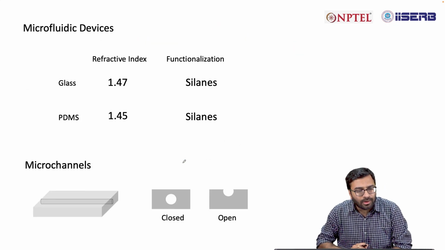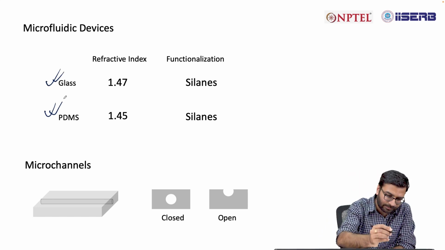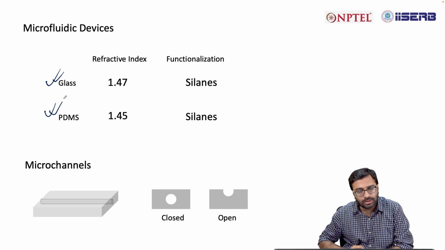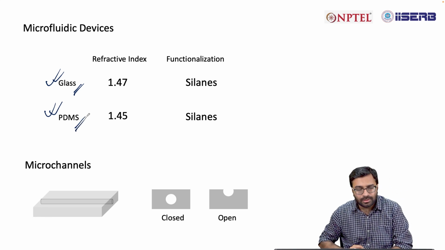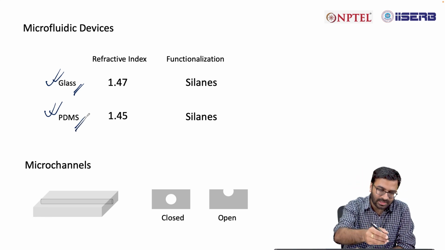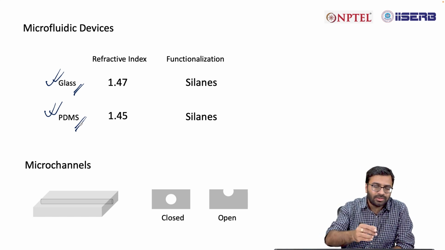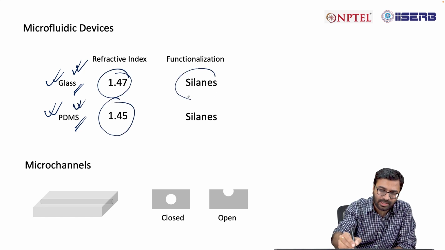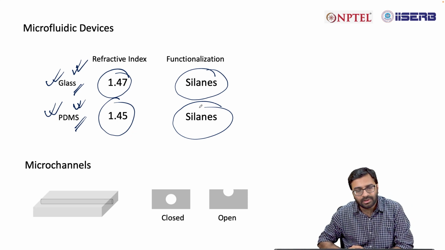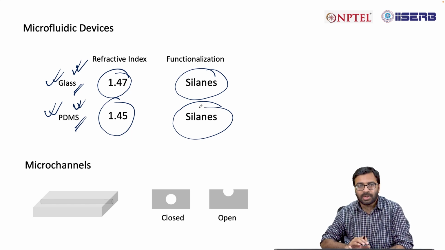Now, microfluidic devices are usually made of glass and PDMS. So, glass is a rigid material, PDMS is a flexible material. And why did we choose these two particular materials? Because both of these have a very similar kind of refractive index as well as functionalization. So, it helps us in order to visualize the phenomena from outside.